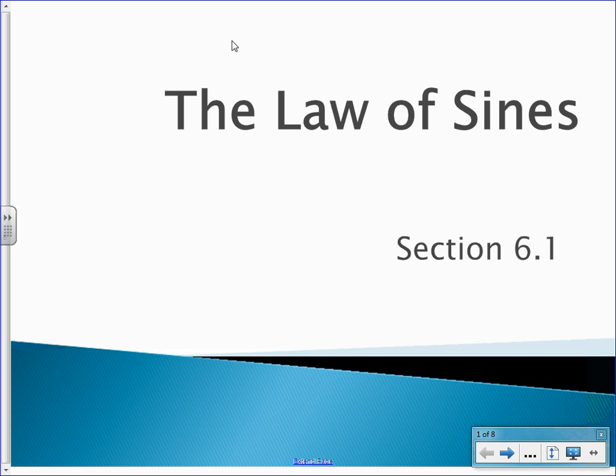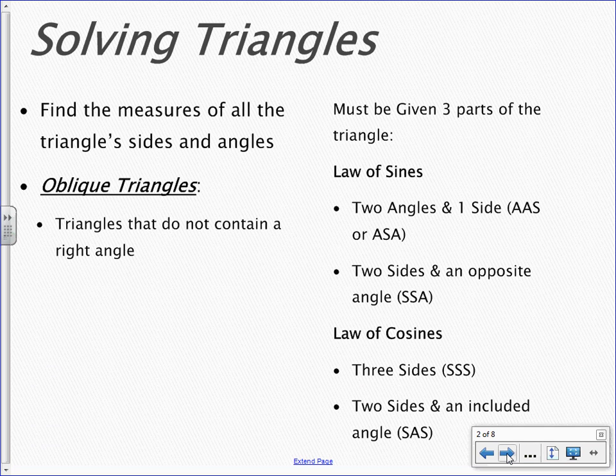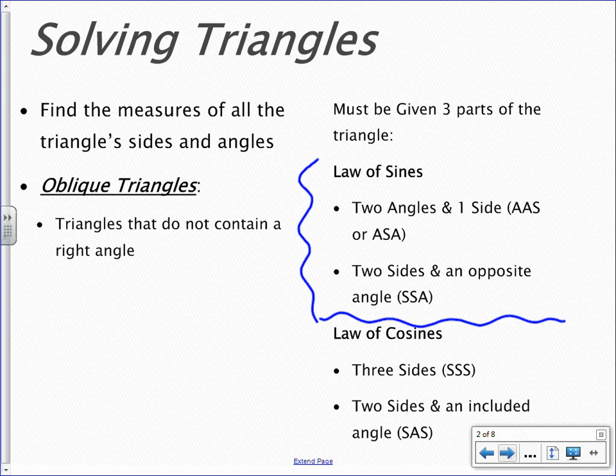Those triangles that are not right, we don't call them wrong triangles. We call them oblique triangles. Oblique triangles are triangles that do not contain a right angle. That's what we're going to be working with the next few days. Now, we're going to solve them, meaning we're going to find all of the angles and all of the sides. In order to do so, we must be given 3 parts of our triangle so that we can find the other 3.